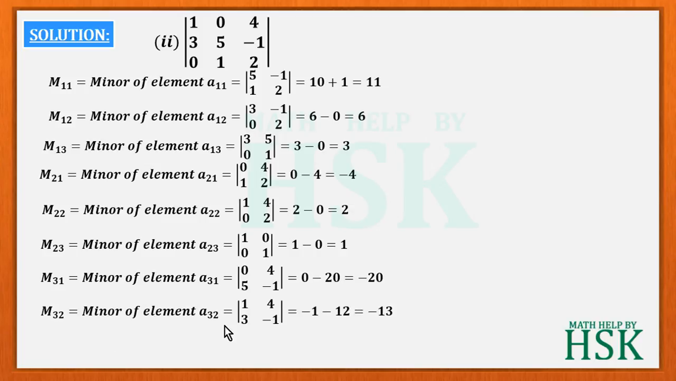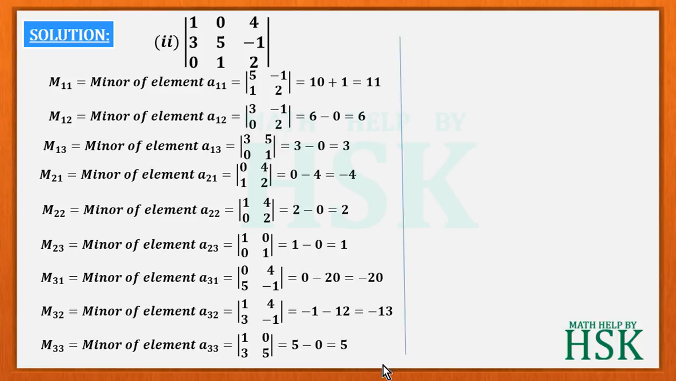M32, the minor of this element, is the determinant 1 4 / 3 minus 1, and this will be equal to 1 minus 12, which is minus 13. The minor of this element, M33, would be equal to the value of this determinant 1 0 / 3 5, and this will be equal to 5 minus 0, or simply 5.